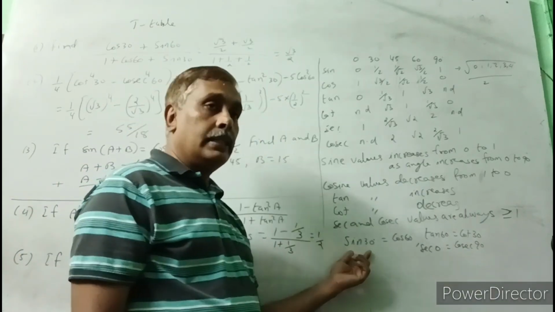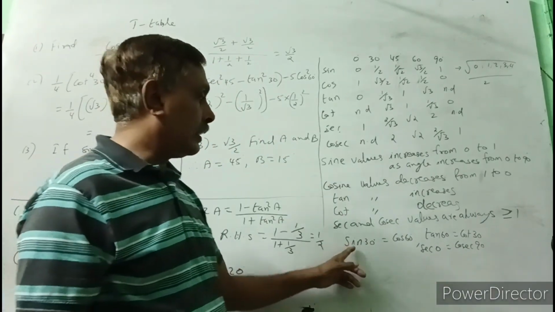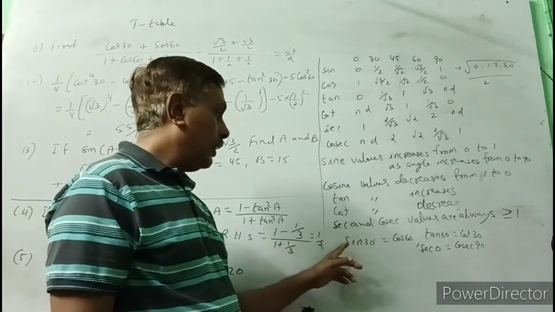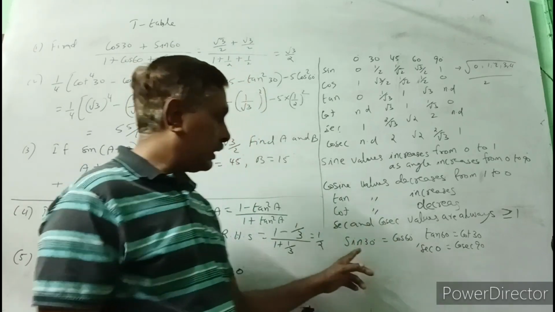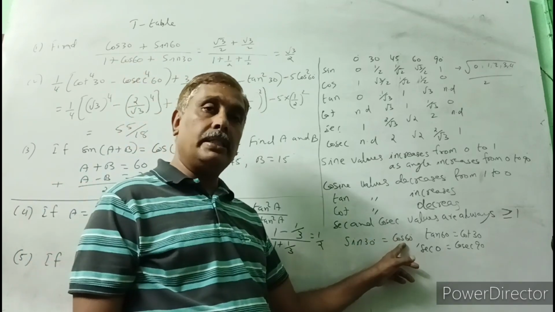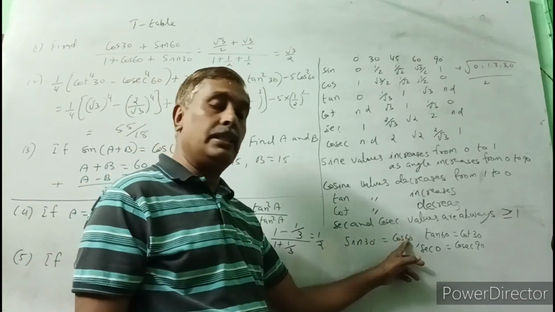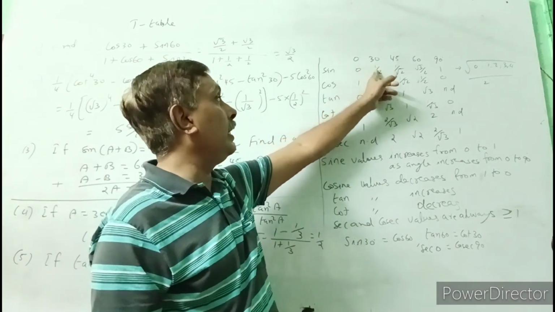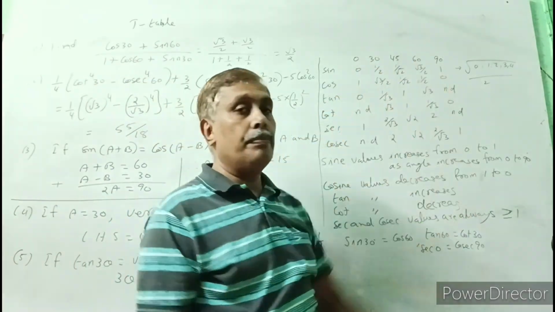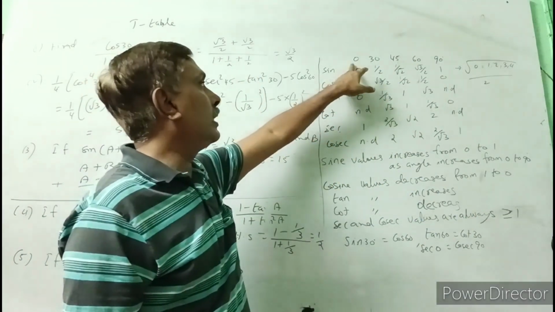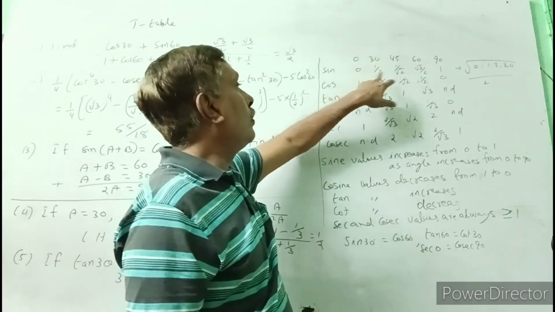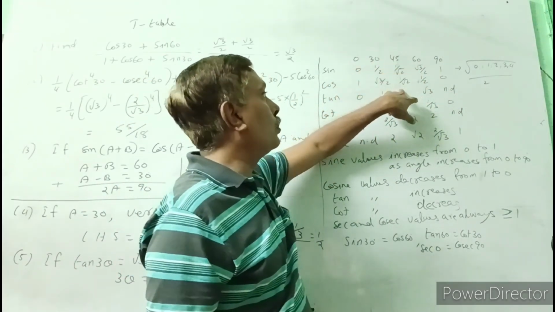Then there is something else important, as I told in the starting part, they are called complementary. Sin 30 and cos 60 remain the same because if we add 30 and 60 you will get 90. You may see that sin 30 and cos 60 remain same. Any values are like that. Sin 0, cos 90 are the same. Sin 30, cos 60, sin 45, cos 45.